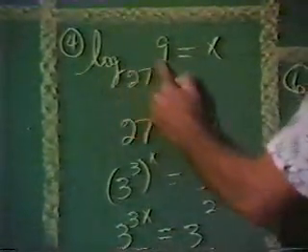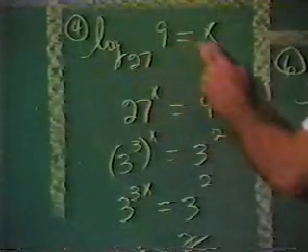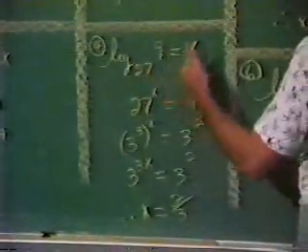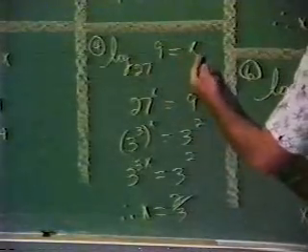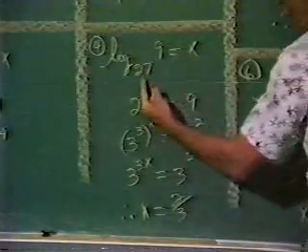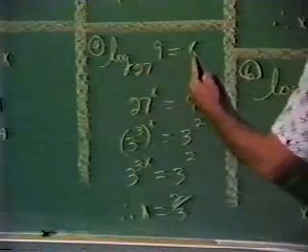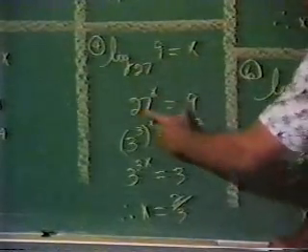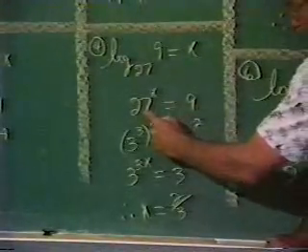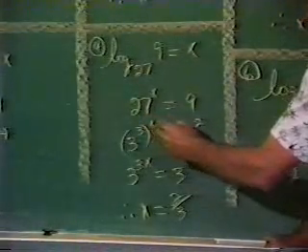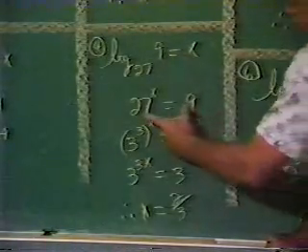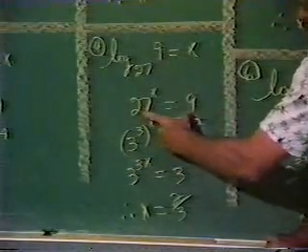The log of 9 to the base 27 is equal to x. What is the log of 9 base 27? We don't know, so we put an unknown here, and then we change it. It will then be 27 to the x power equals 9. Now we have a problem of getting these to be the same base. Well, 27 is not a square or a cube or something like that of 9. So what we'll do is take both of these and get them to the same base.